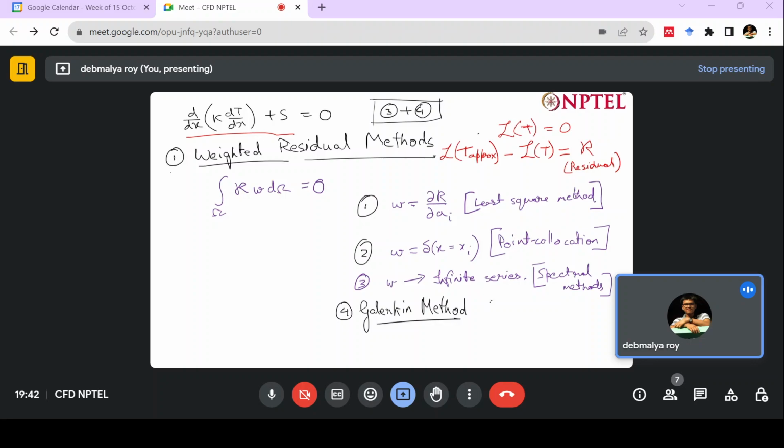So in the Galerkin method we have W as the approximate solution that we have. So y approximate or t approximate as we had previously. So this is the Galerkin method, and why this will become important is because we will use the same concept in finite element.